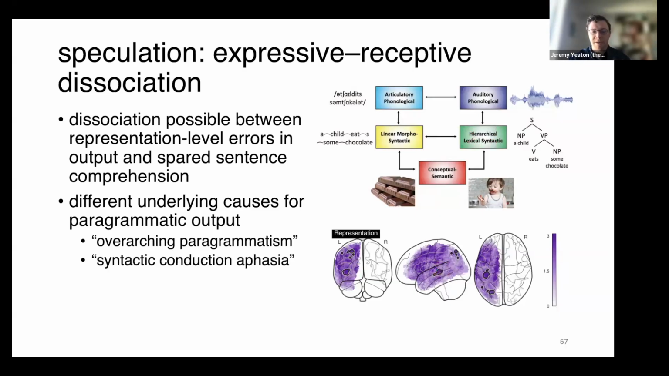On the other hand, we could have syntactic conduction aphasia, which would result in paragrammatic production, but retained or spared comprehension. And so that would be more so a breakdown in the sensory motor transform between the hierarchical system and the linear system. And so maybe that's what's going on over here in this parietal lesion, is some sort of sensory motor transform that is breaking down the connections between the linearization and representation systems.